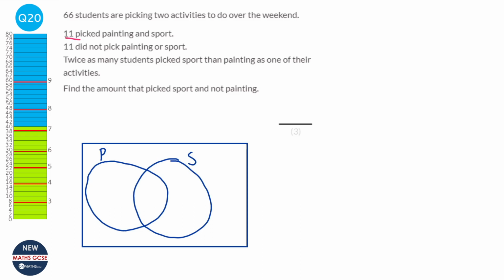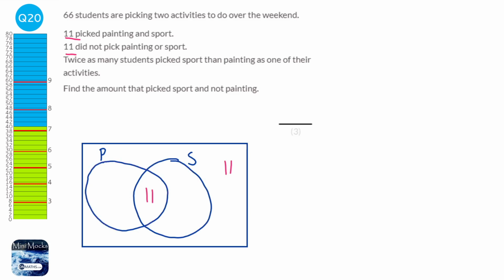So 11 picked painting and sport, so that will go in the middle, because that is painting and sport, and 11 didn't pick painting or sport, so they can sit on the outside. Now here's the problem. It says twice as many people picked sport than painting as one of their activities. So it's saying that the total number in, and let's just show it, the total number in the sport circle is twice as big as the total number in the painting circle.